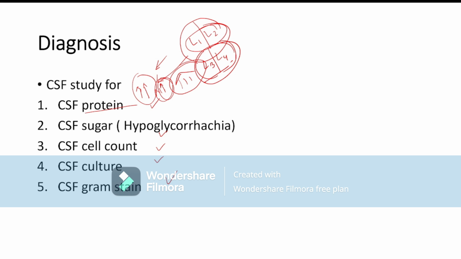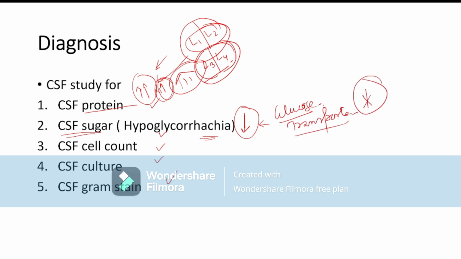Why is there a decreased sugar, and what will happen in sugar? In meningitis the sugar is decreased. Why is there hypoglycemia, or decreased sugar in CSF study? In meningitis the sugar is decreased because the glucose transporters are damaged by the inflammation. So the glucose transport receptor is damaged in meningitis. So there is a decreased sugar.